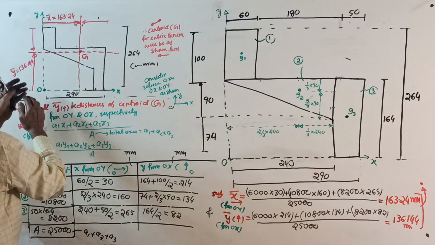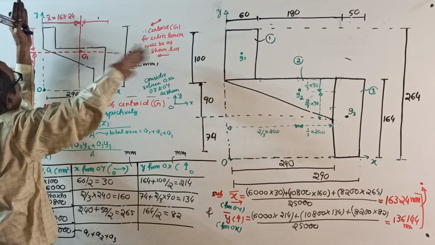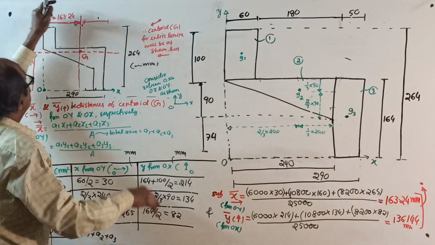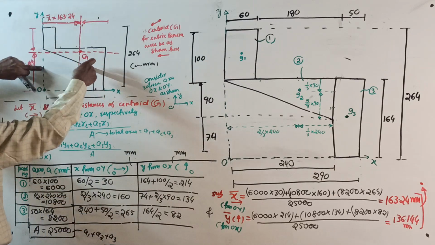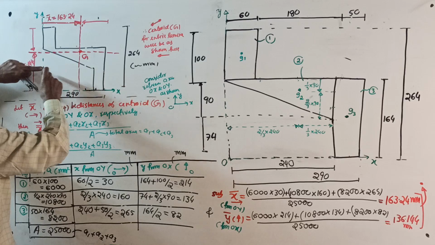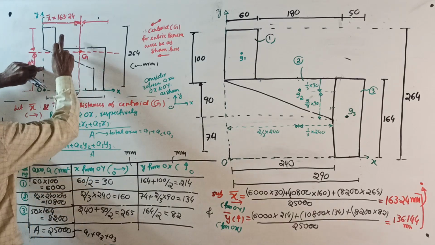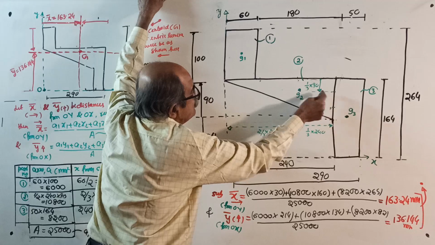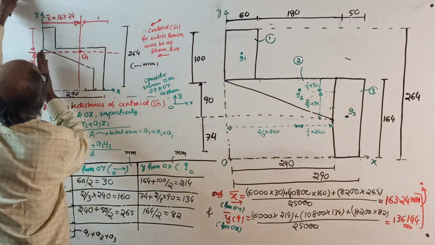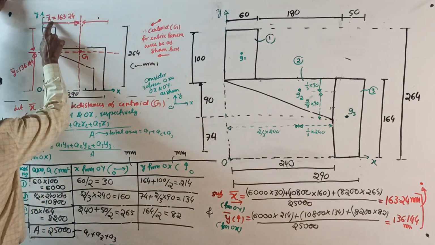See correctly. From OY axis, X bar came 163.24. See here. 163.24 means, see, this is 240. This triangle is 240. 240, 2/3 is 160. Slightly more than the centroid of the triangle. See, slightly after this point. But that point is not required. So, 163.24 from here. Now, this is your X bar.